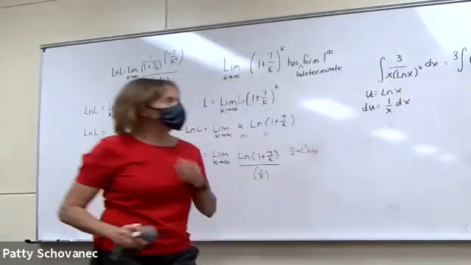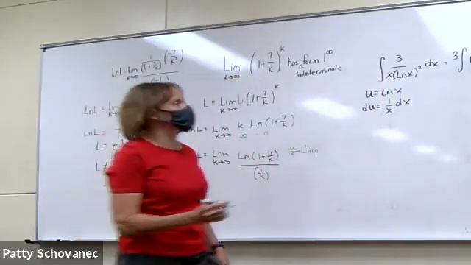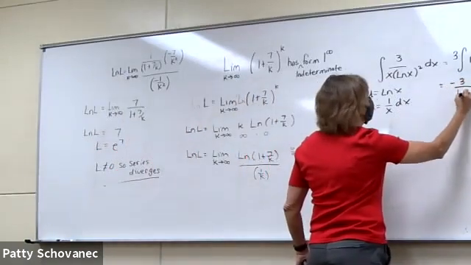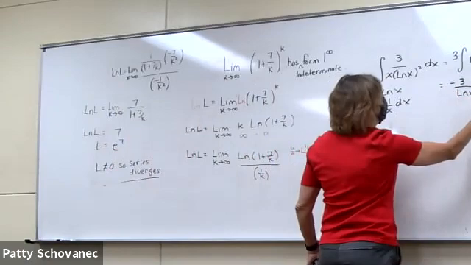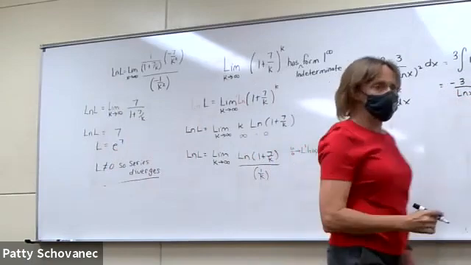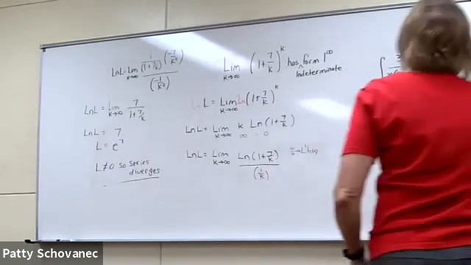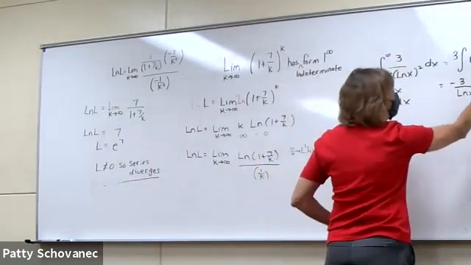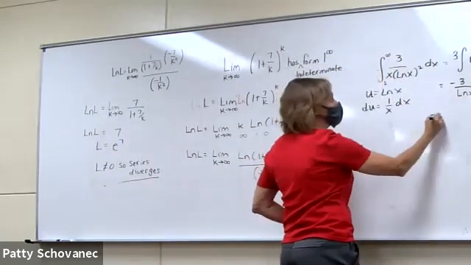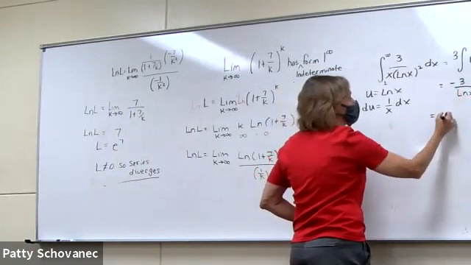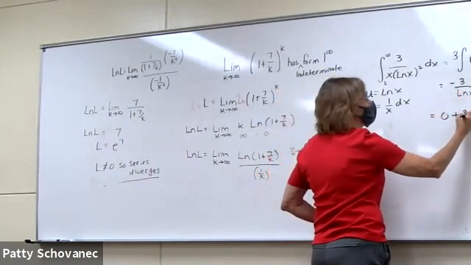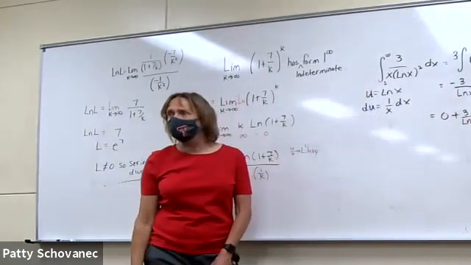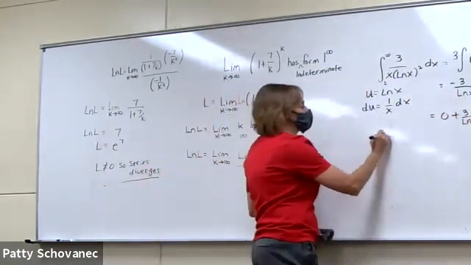So you're integrating u to the negative 2, and you get minus u to the minus 1. Let's go from 2 to infinity. So we get, when that's infinite, I get 0. So I get that my integral converges, so the series converges.